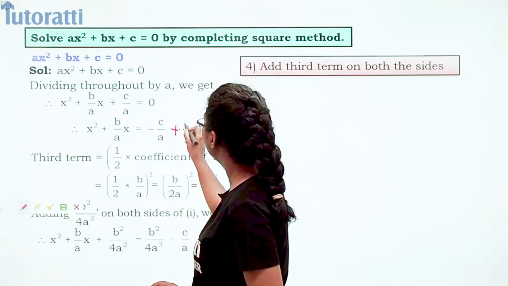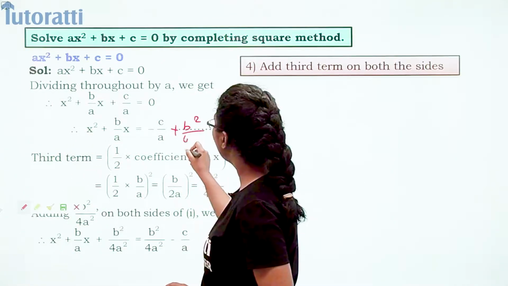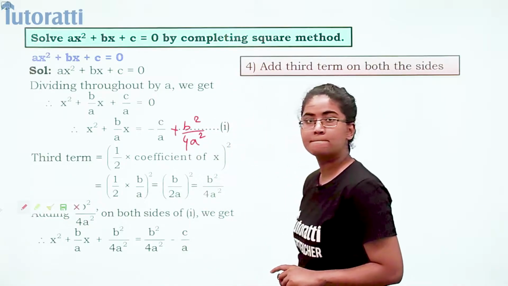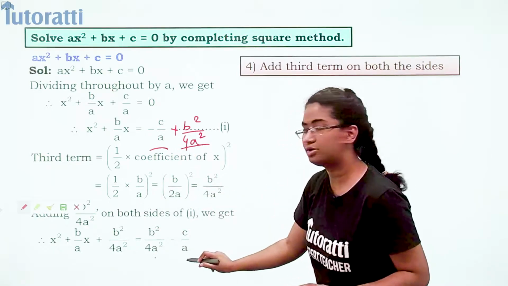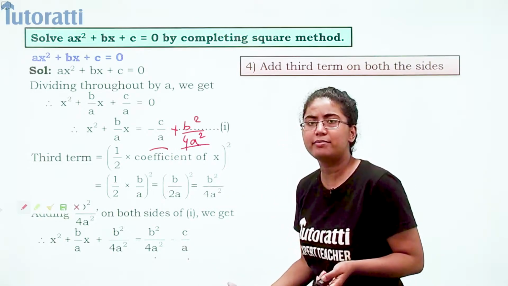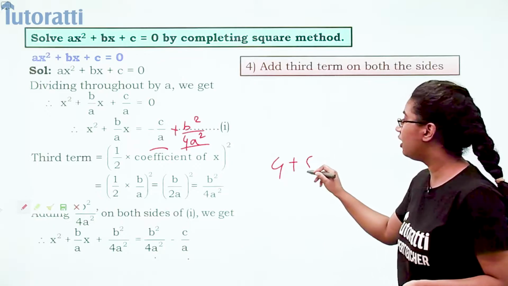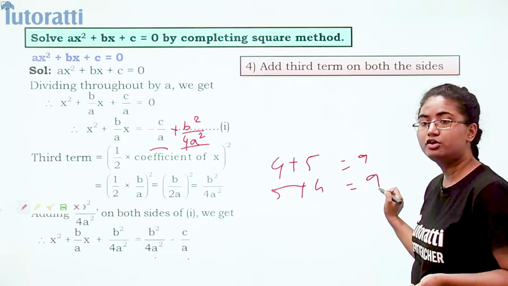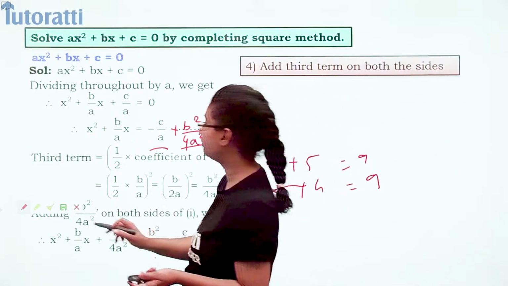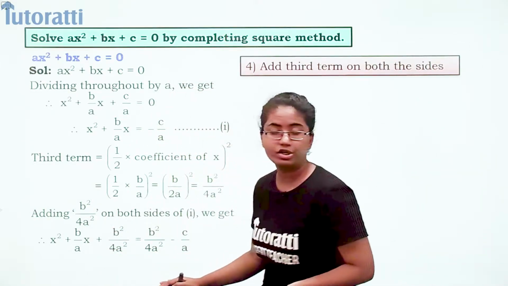You add b square upon 4a square over here. This is the plus term, this is the minus term. So I'll write the plus term before, I'll write the minus term later. It's the same thing. Add 5 to 4, or add 4 to 5, the answer is not going to change, right? This is the same thing that we did over here. Did you understand this?